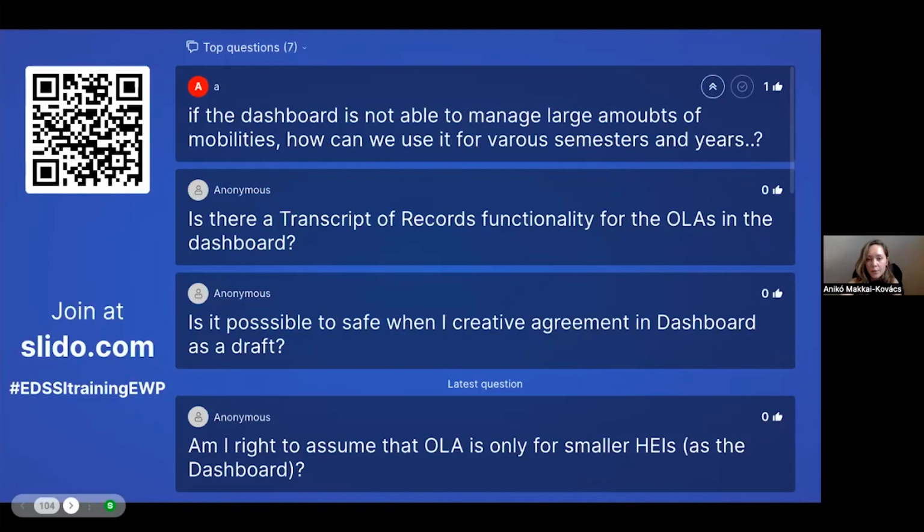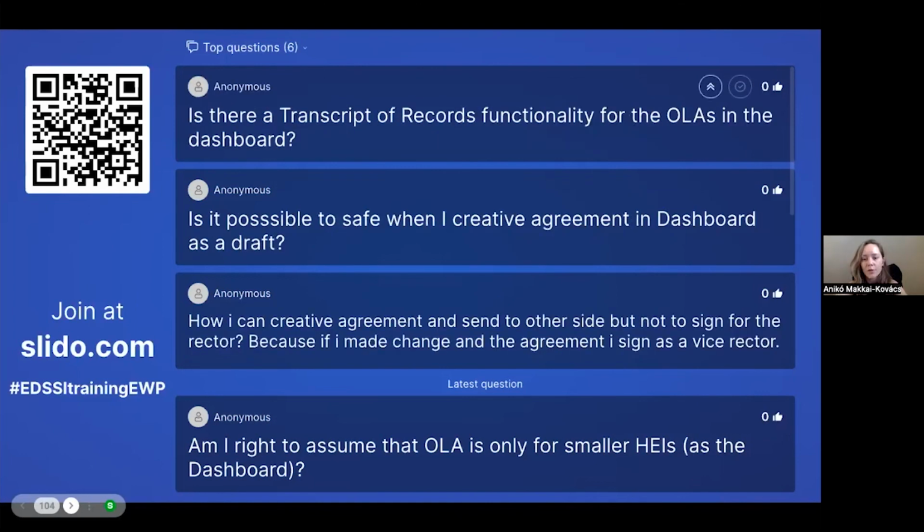If the dashboard is not able to manage a large amount of mobilities, how can we use it for various semesters and years? You can use it for semesters and years. It's the large amount of mobilities per year or per semester, to clarify, but it's a good question, because we have to emphasize in this case: this is not the overall number of the mobilities that you are implementing during the 7 years, it is how many mobilities you are implementing in one batch, so in one year or in one semester.